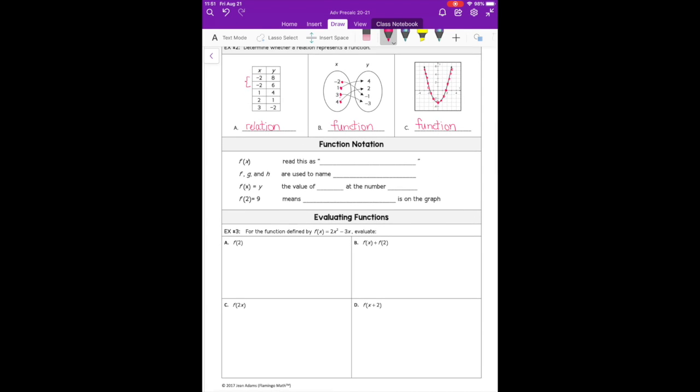Okay, next we're going to talk about function notation. So when we see this f with parentheses x, it is read as f of x. That should not be anything new.